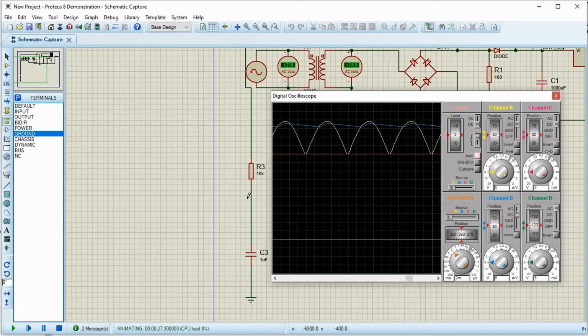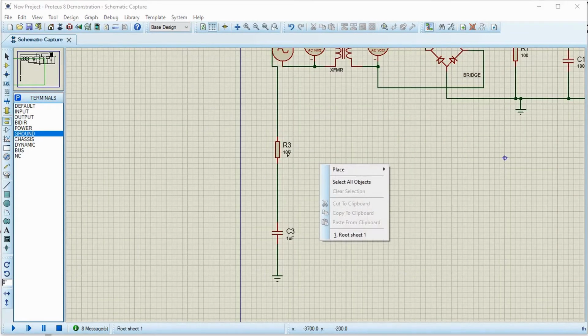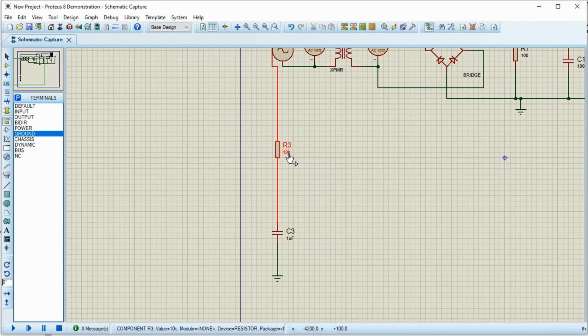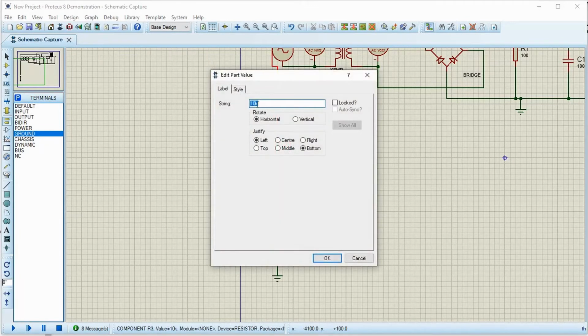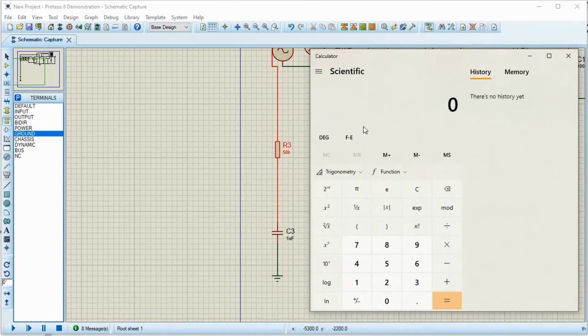So for that, the discharge time constant for the RC network is tau, which is RC. If you put something like 5 times RC, the capacitor will not get discharged. So let's do that. 5 times RC, let me make it 50k. Let's calculate what will happen if I put 50k.